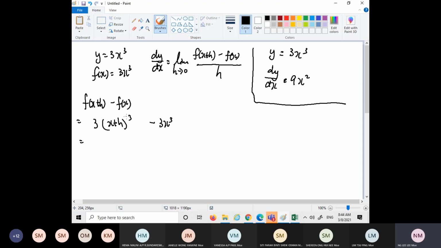Now you will have a problem in this expansion because of the power 3. I remember I showed you before the binomial expansion. If you don't want to use the binomial expansion, it is okay, you just expand normally. So we start, I'm going to do it in this way.